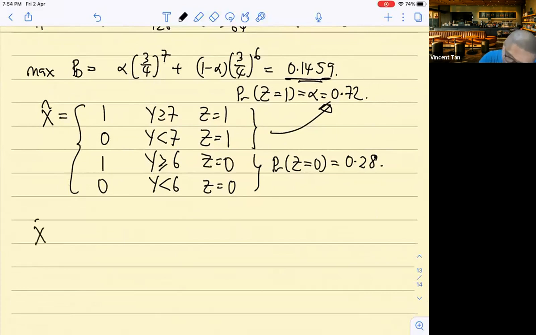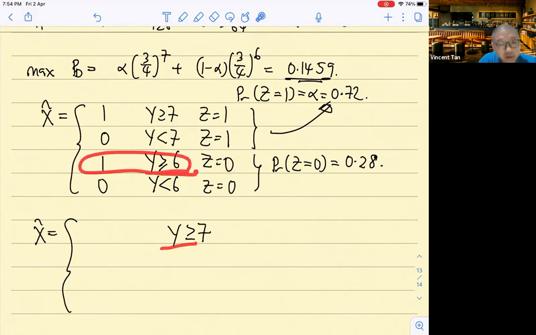Because you can see the following: let me write x hat properly. Now, if y is bigger than or equal to 7, do I need to care about my coin? I don't need to care about my coin at all. I will always declare 1. Suppose my coin turns out 1. If y is bigger than 7, I will declare 1. If my coin turns out 0 and y is bigger than 7, I will also declare 1, because if y is bigger than 7, y is bigger than 6. So I'll declare 1 here.